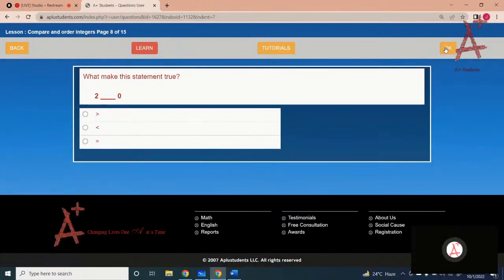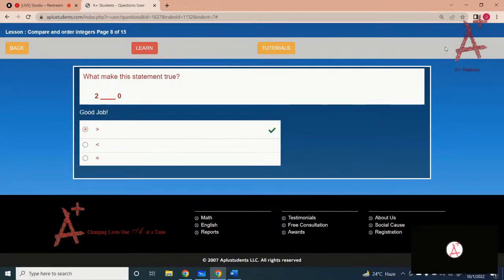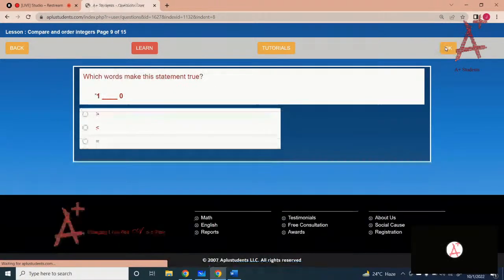Okay, which sign makes the statement true? 2 and 0. So 2 is less than 0 or greater than 0? Both the numbers are positive. 2 is greater than 0. Got it? Okay, which sign makes the statement true? Negative 1 and 0. So negative 1 is less than 0 or greater than 0? Yes, it is less than 0. Negative numbers are always smaller than 0. Got it?